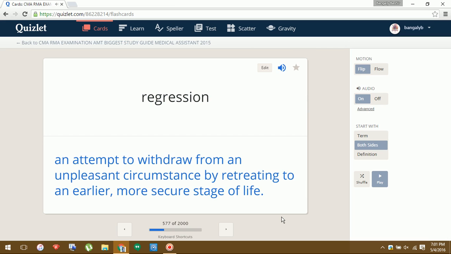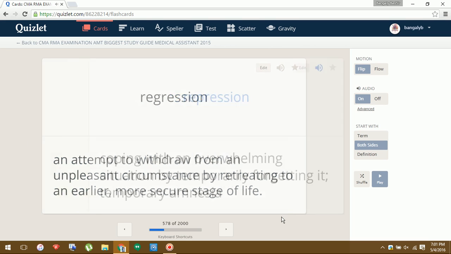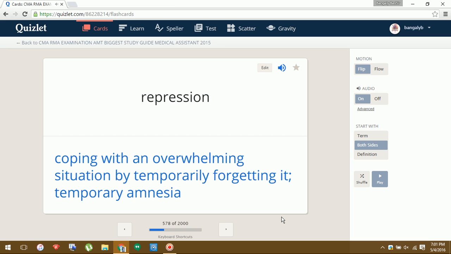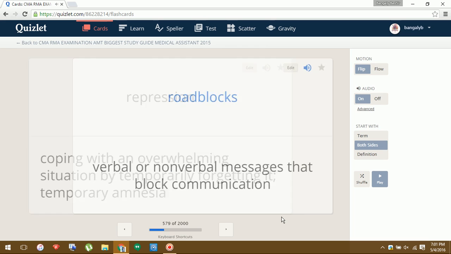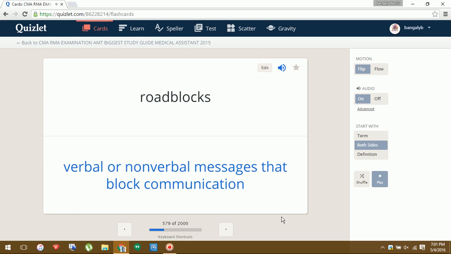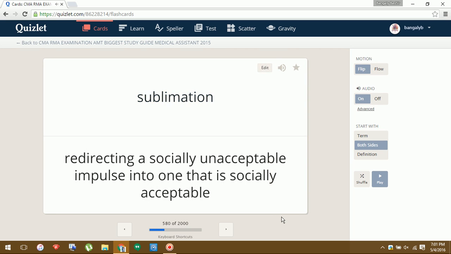Regression. An attempt to withdraw from an unpleasant circumstance by retreating to an earlier, more secure stage of life. Repression. Coping with an overwhelming situation by temporarily forgetting it. Temporary amnesia. Roadblocks. Verbal or nonverbal messages that block communication. Sublimation. Redirecting a socially unacceptable impulse into one that is socially acceptable.